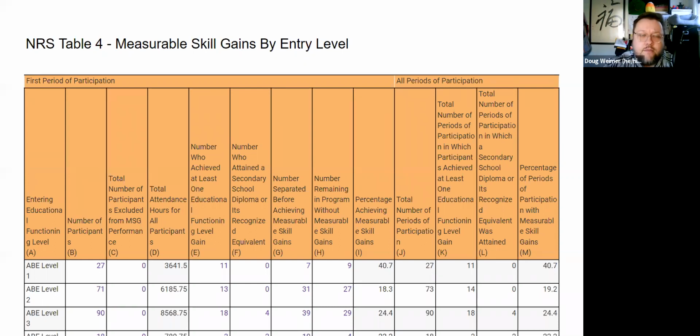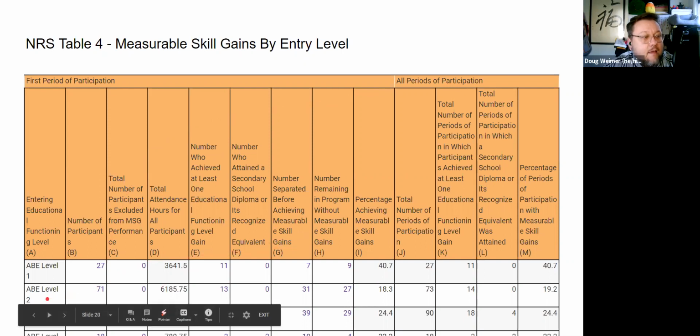And when we look at some other Table 4 data, we'll see that sometimes there is more than one period of participation. In fact, if we look at this AB level 2, we see that there were 71 students enrolled. But if I go all the way over to the total number of POPs, we see that there are 73 POPs. That means that I had probably 2 students that left earlier in the year, had a 90-day or more gap, and then came back later in the year. And that's just how it is.